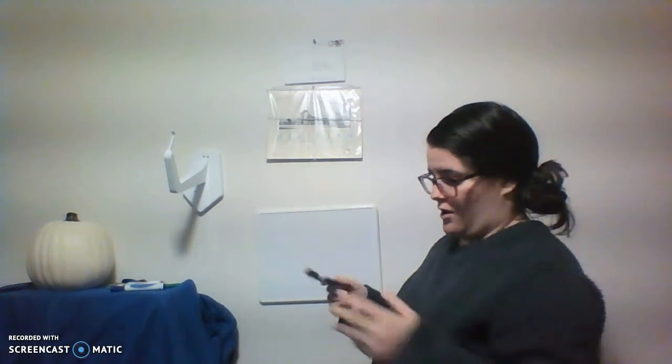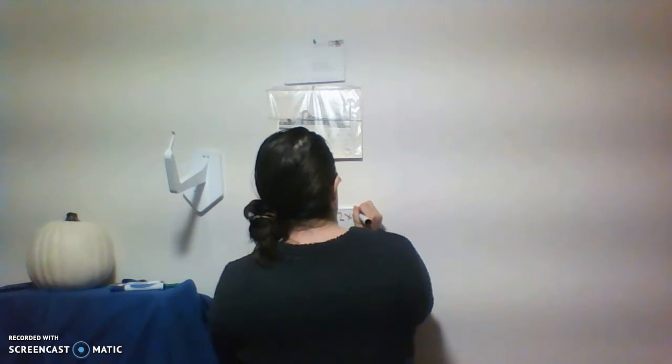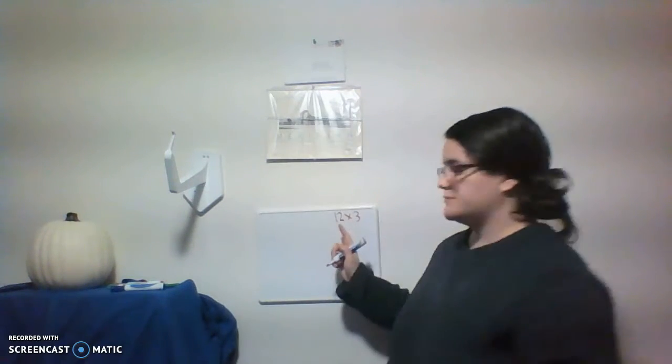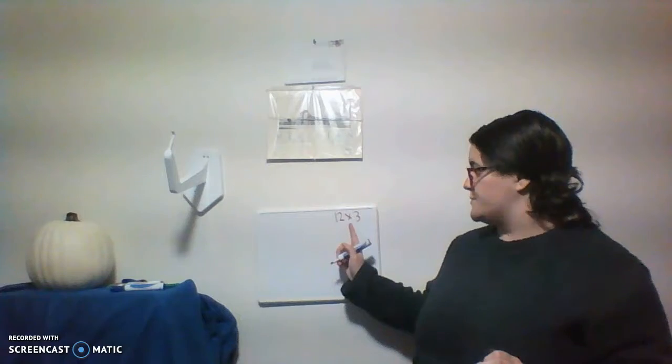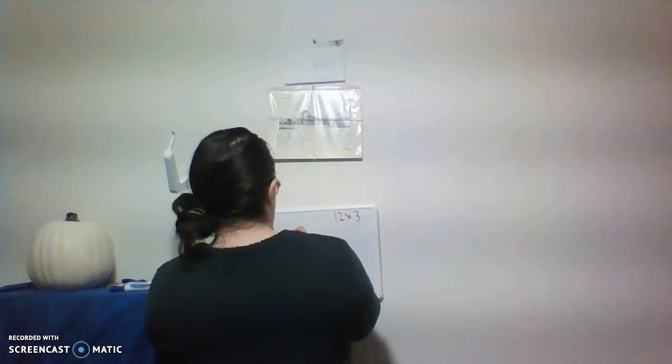So remember, first we look at our equation. Our equation is 12 times 3. 12 groups of 3. Okay? Next, we're going to draw our box for the area model.